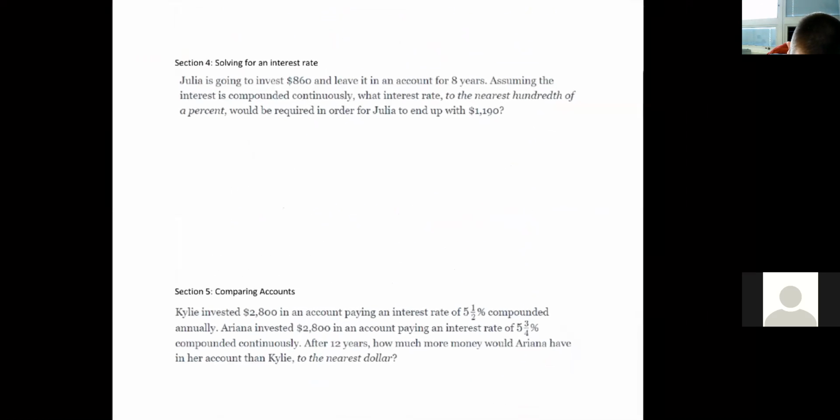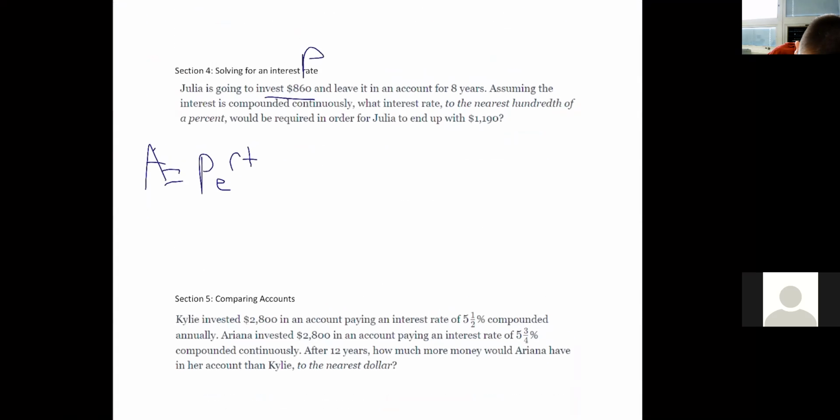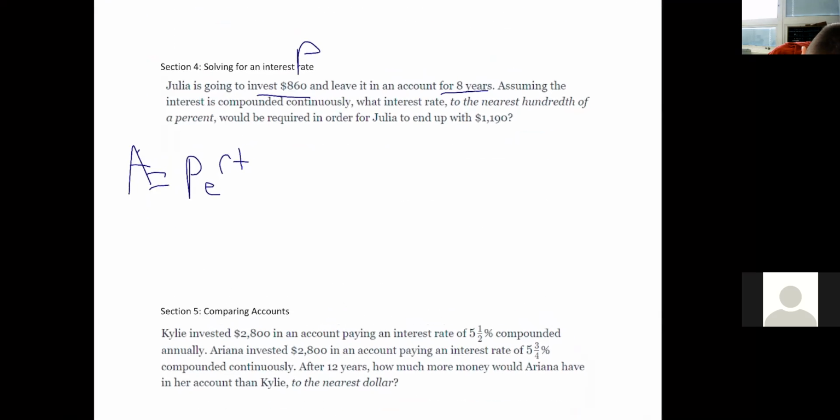So then section 4, we're going to solve for an interest rate. Let's see what this one says: compounded continuously. So once again, we are using that E formula. So 860, that's how much she's investing. 8 is going to be our time, assuming it's compounded continuously. What's the interest rate to the nearest 100th? So that's 2 decimal places. It would be required in order for Julia to end up with this amount. So that's our A. Okay, so I think we're actually going to see a problem like I was just talking about.